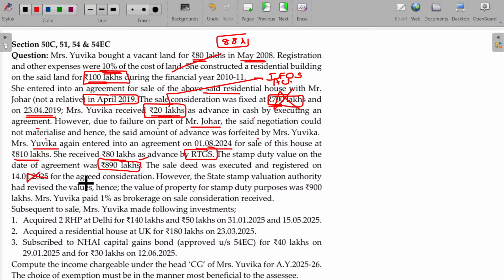That is not required for the agreed consideration. However, the stamp valuation authority had revised the values. Hence, the value of the property for stamp duty purpose was 900. It is not a matter for me.